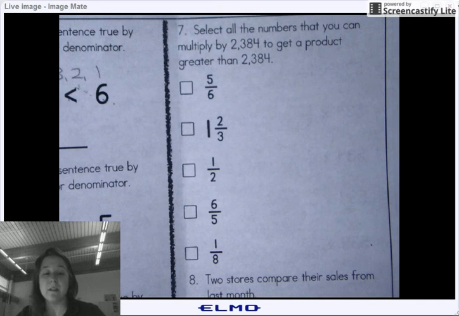So think about it. There are 2 options here. So I want you to go down your list and check the 2 that are going to get a greater product than that number.